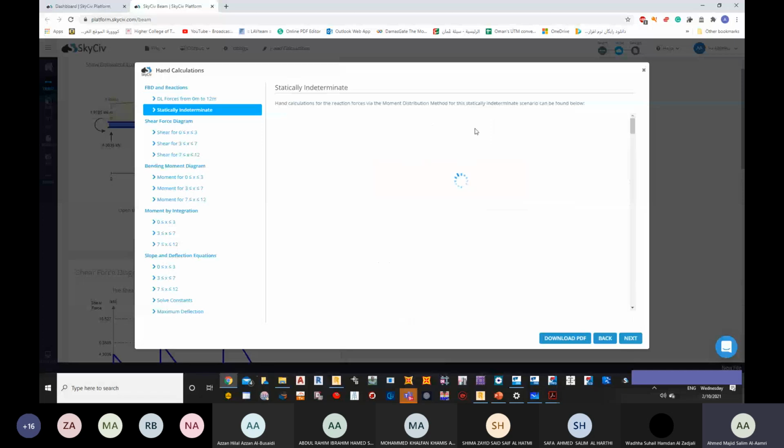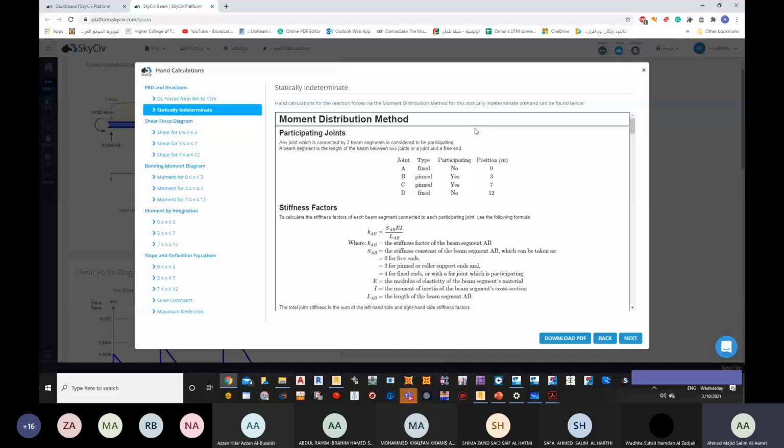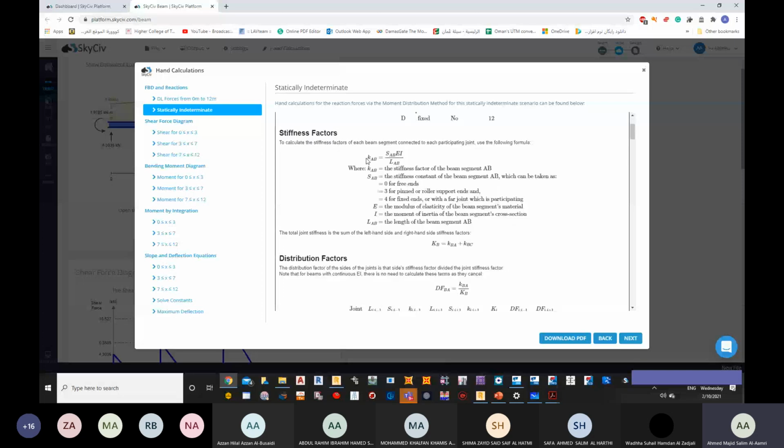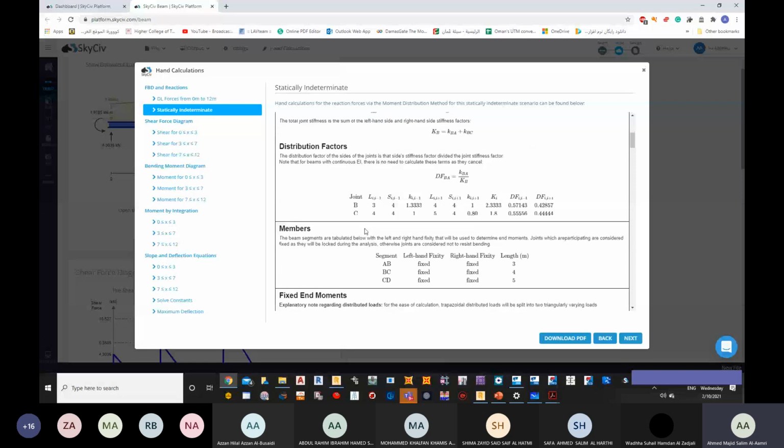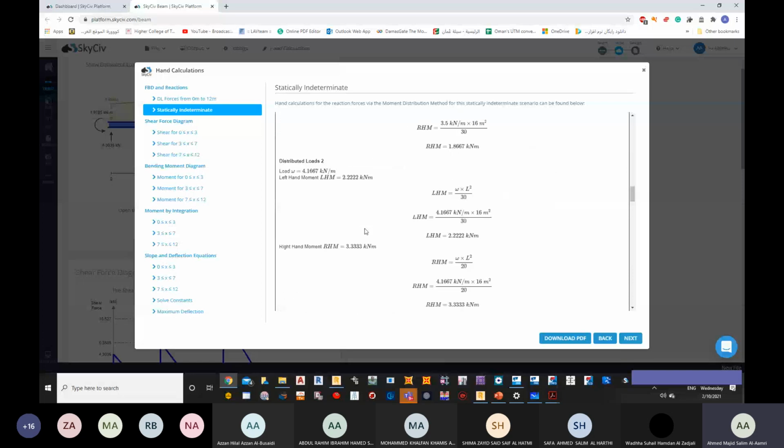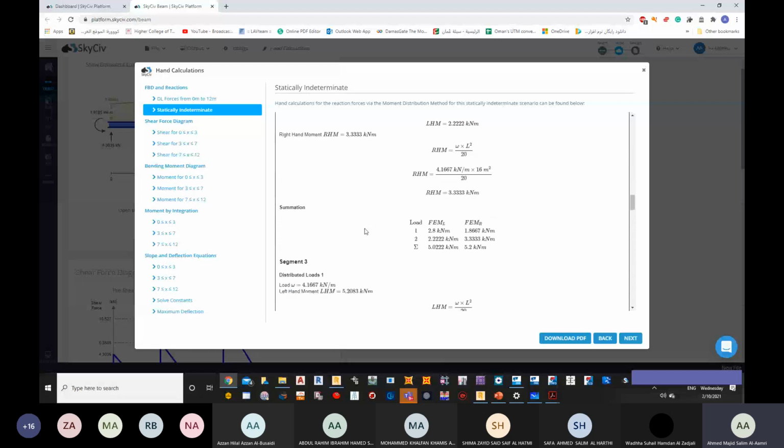So it says for you joint A is fixed, joint B is pinned, C is pinned, and then D is fixed. And then it's going to calculate for you the stiffness factors that you have done in theory of structures 1, coefficients. You are going to calculate fixed end moments, whatever you have done in college. So rather than, especially in the projects, going and doing the moment distribution method manually, you can use different software to generate these things for you.